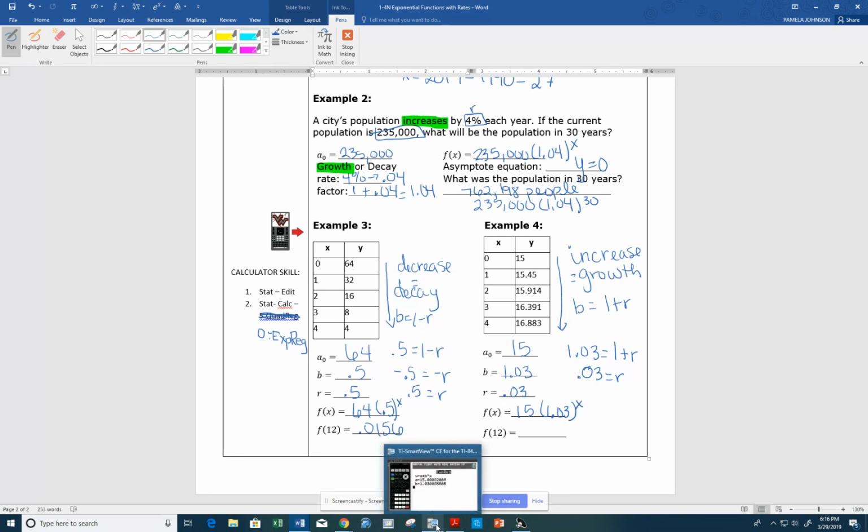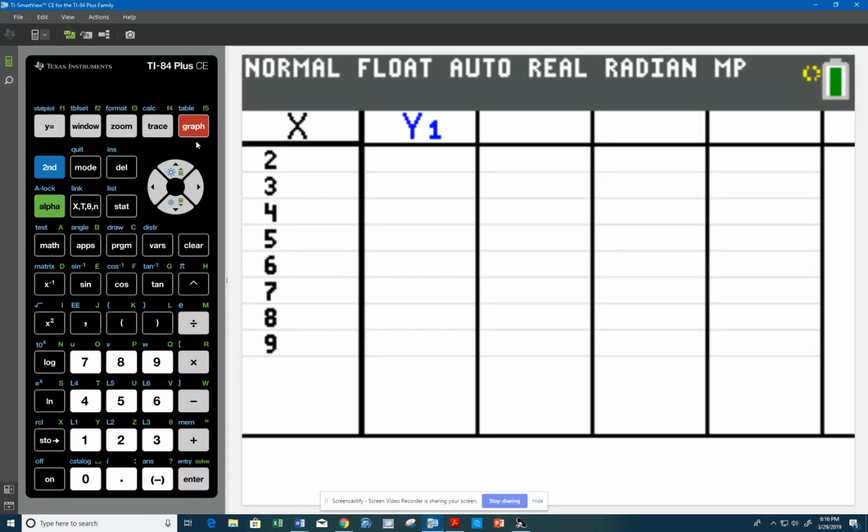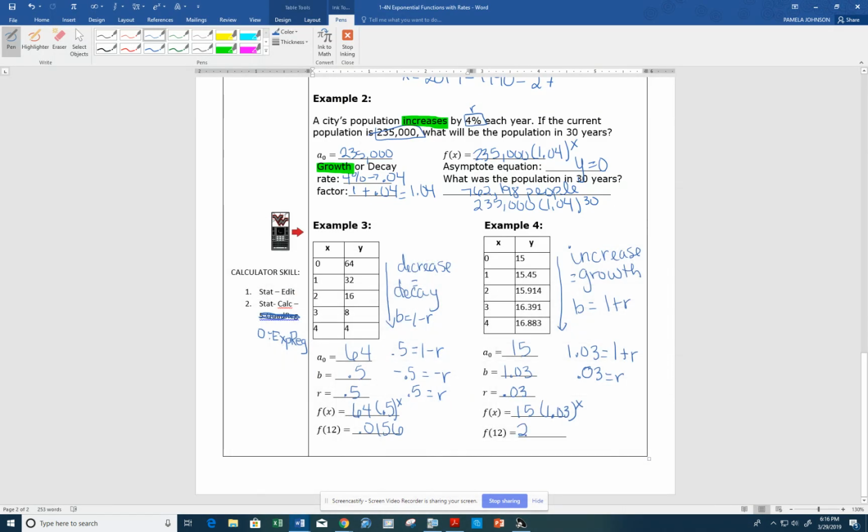And if we go look at our table, when x is 12, our y is 21.388.